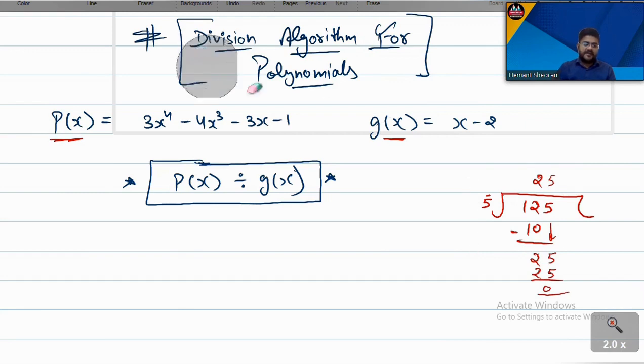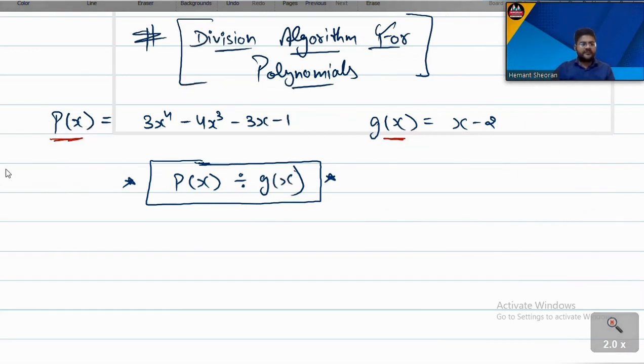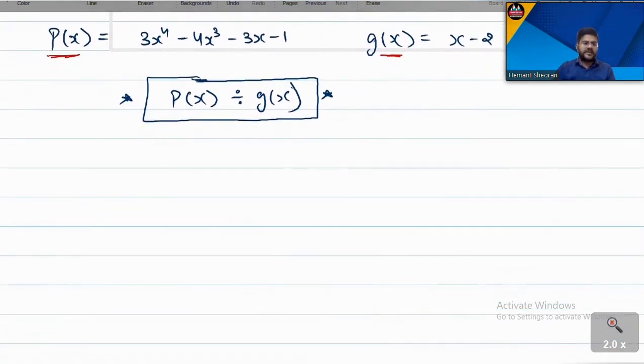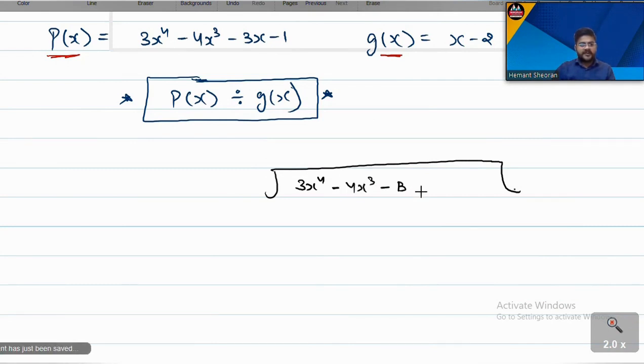So the same method we're going to apply, but this time we will be following it for the polynomials. Look at how we're going to do that. The inside part will be the dividend: 3x raised to power 4 minus 4x cube minus 3x minus 1. Now I need to divide it by x minus 2. That's my divisor. And the question is asking what will be the quotient, and what will be the remainder if it is not perfectly divisible? Get it? Yep.